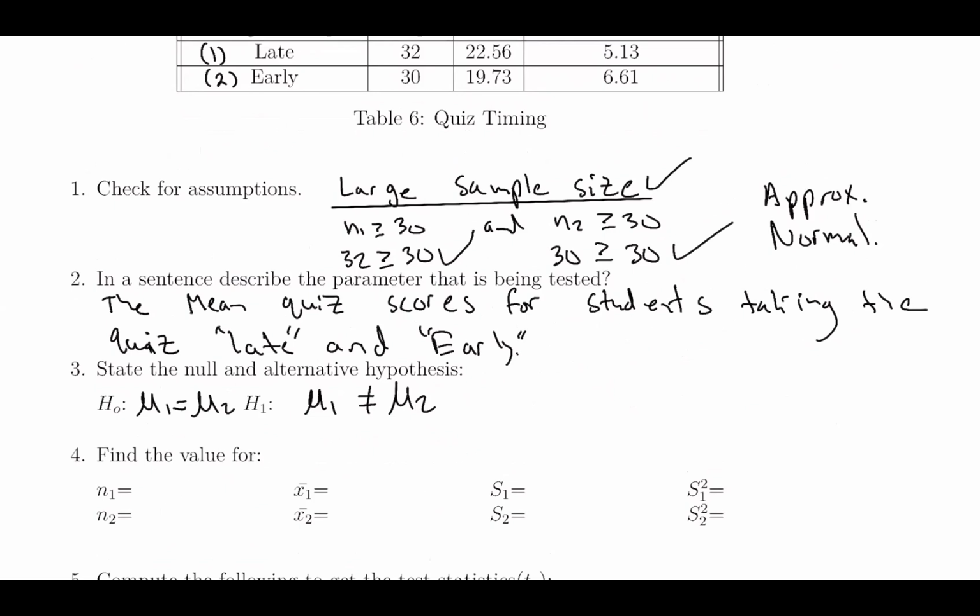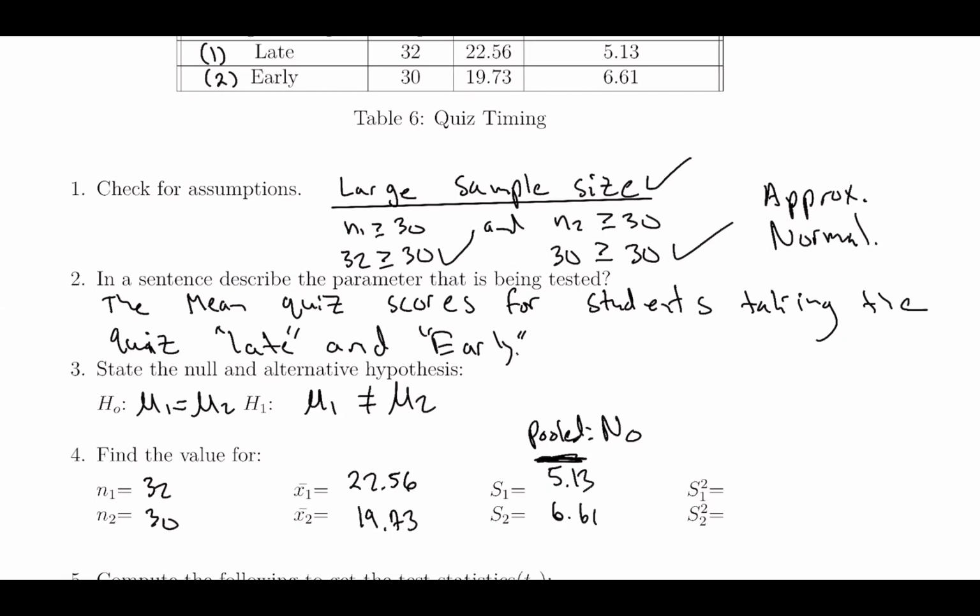So we do N1. N1 is 32, and x bar 1 is 22.56. Cool. If you look at this, my standard deviations are not the same. So for this one, when it asks for pool, you're going to put no, because the standard deviations are not the same. The only time we say pool is when both standard deviations are the same.